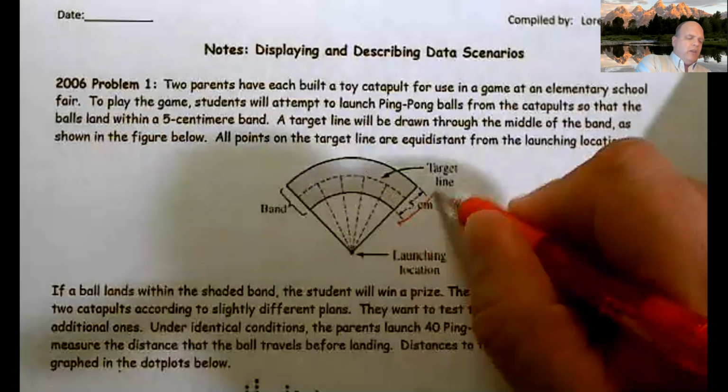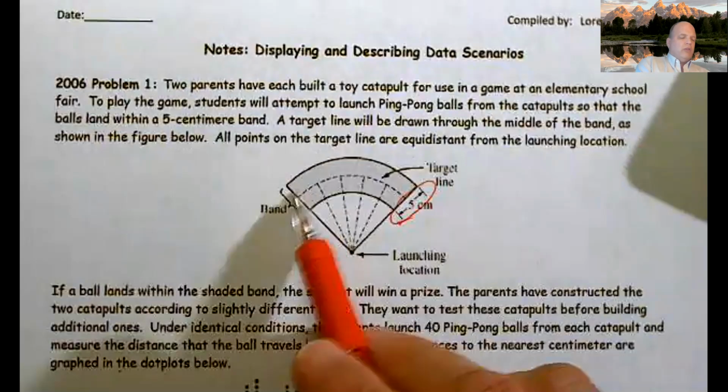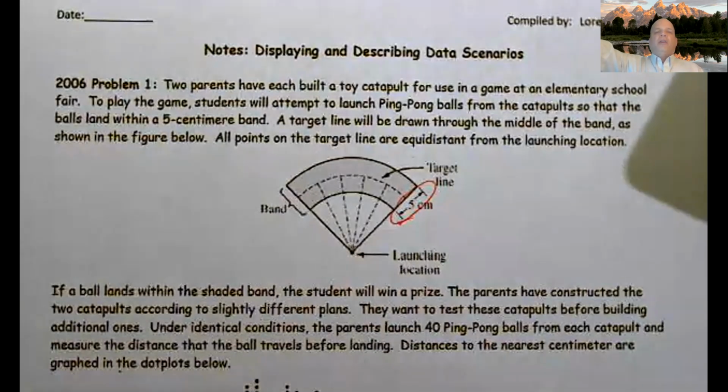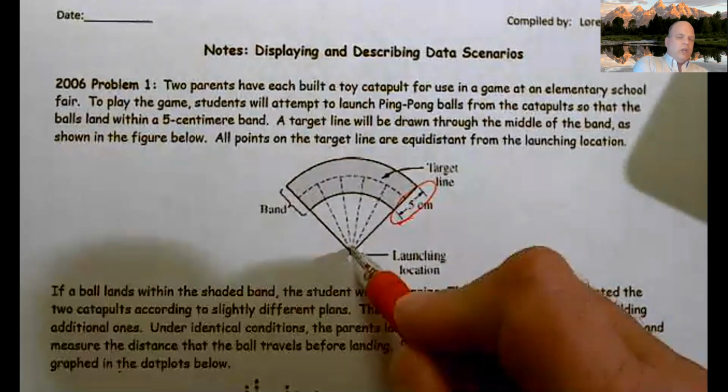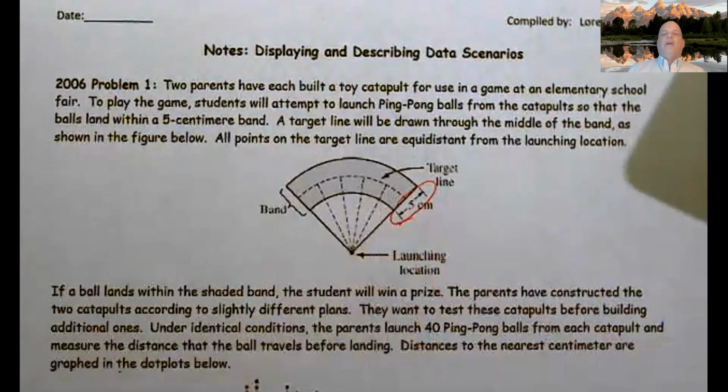So basically, their goal is to land in some sort of 5 centimeter band that looks like this. A target line will be drawn through the middle of the band as shown in the figure below. All points on the target line are equidistant from the launch location. So you're going to launch from here, and this is the target line, but as long as you're within a 5 centimeter band, it's considered good.